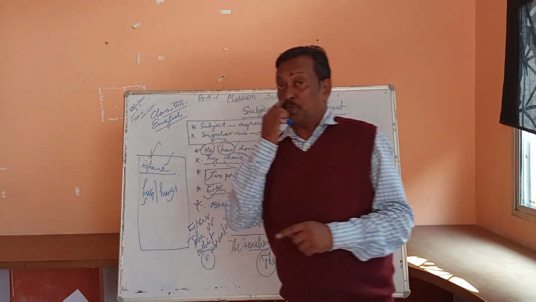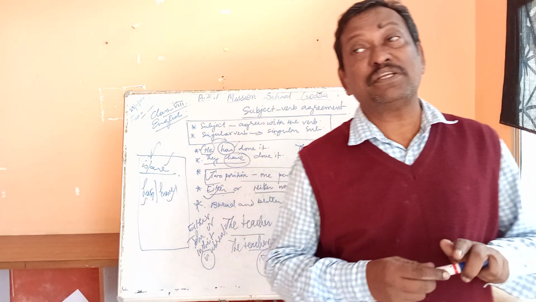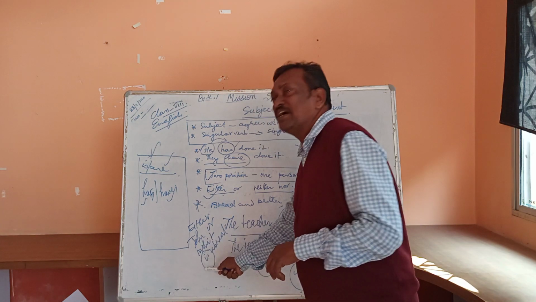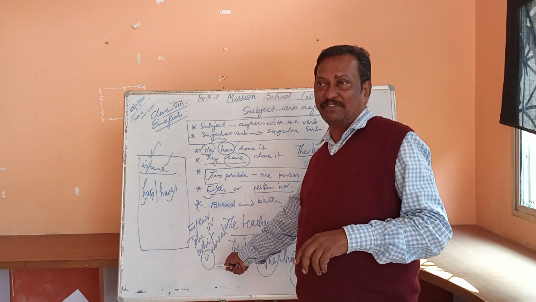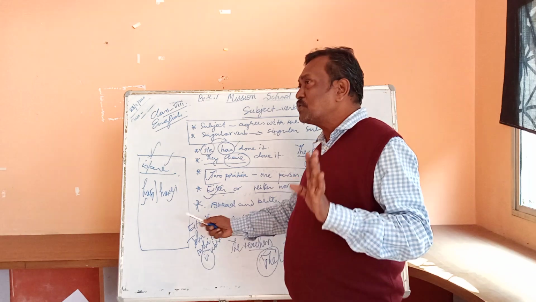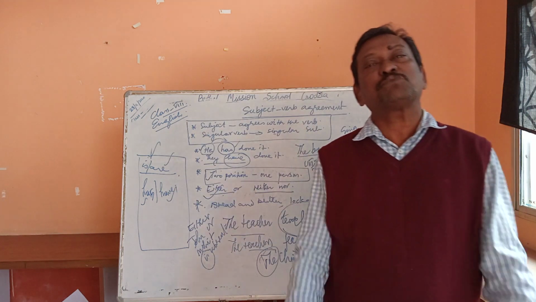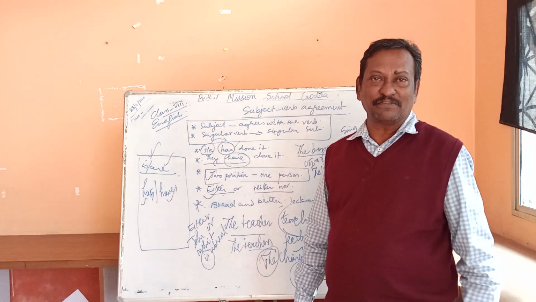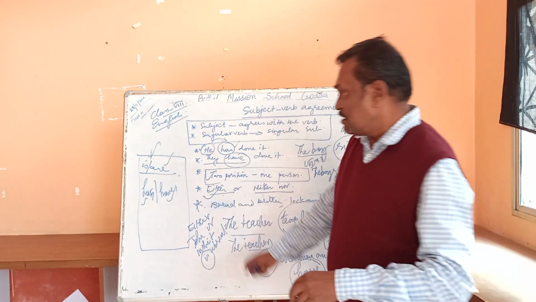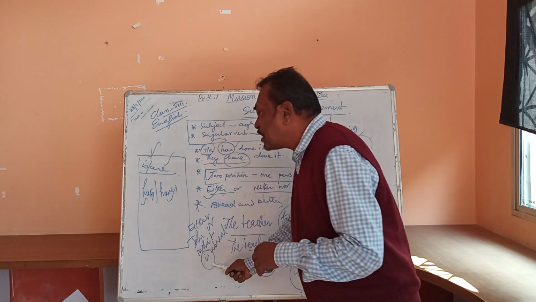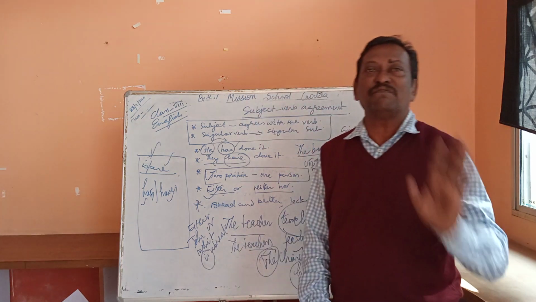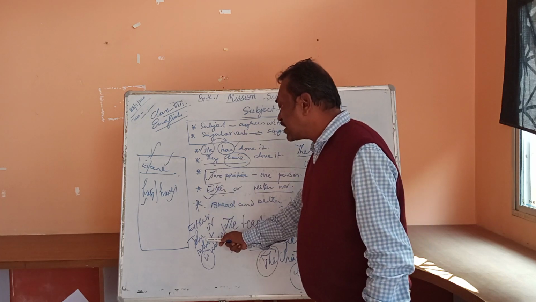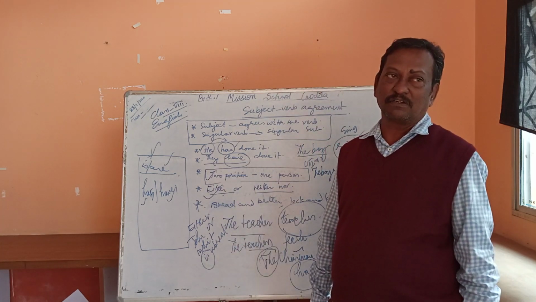When you use two different subjects with either or, the verb is singular. Always remember, when you use two singular subjects with either or, the verb is singular. I repeat, when two singular subjects are used with either or, the verb is singular. Either John or Mohit is absent.